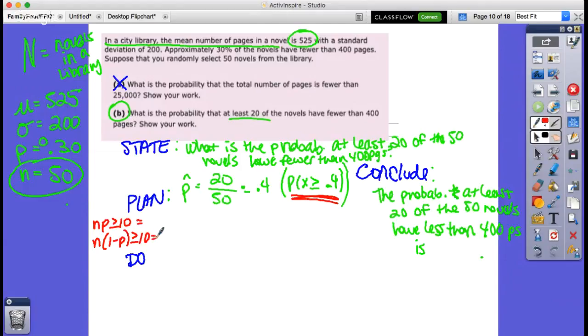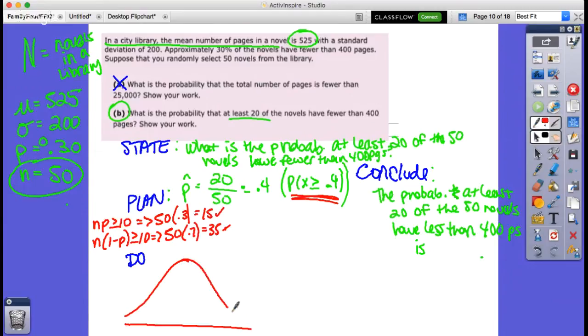As I look at it up on top here, we would say 50 times my proportion, my p, which is 0.3, would be 15, and so that's greater than or equal to 10. So we've got that there. This bottom one would be 50 times 0.7, which would be 35. That is greater than 10. So because of that, and I guess the do stage would be more down here, we can assume that this distribution is approximately normal.